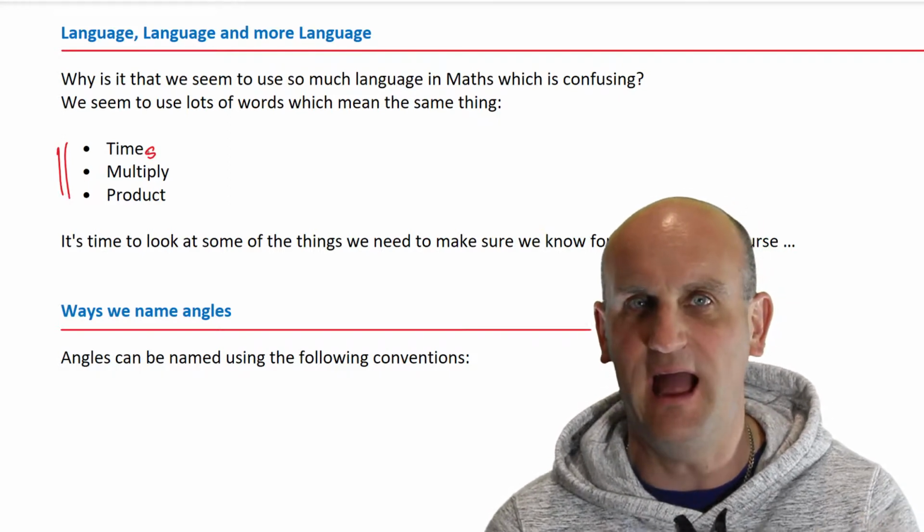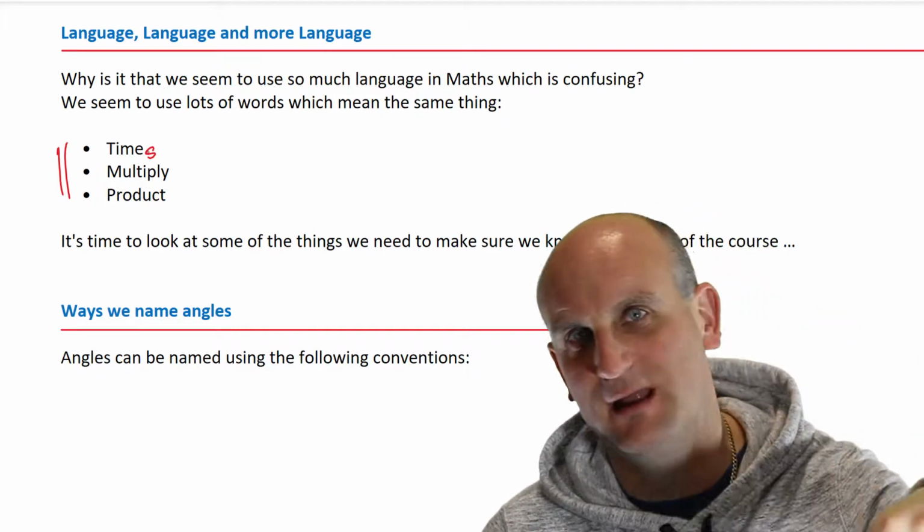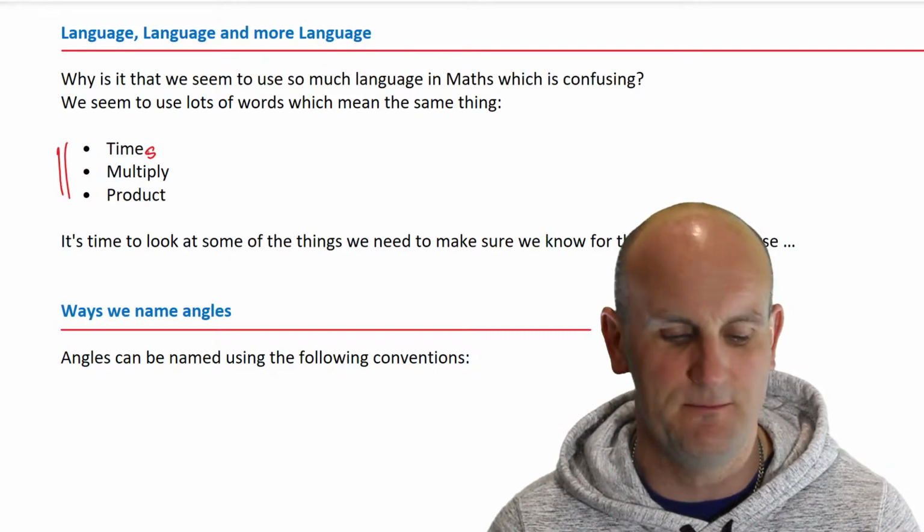I mean, think about it. Add, sum. I'm sure there are others. In fact, if you can think of the others, put them down in the comments below. Can you think of other random words that we use to describe maths?